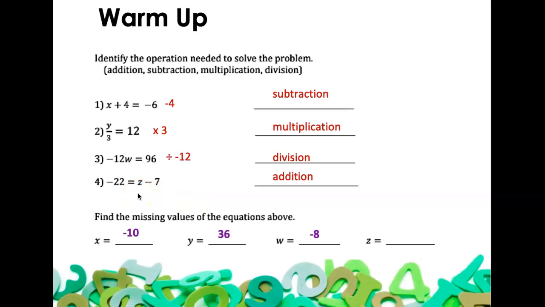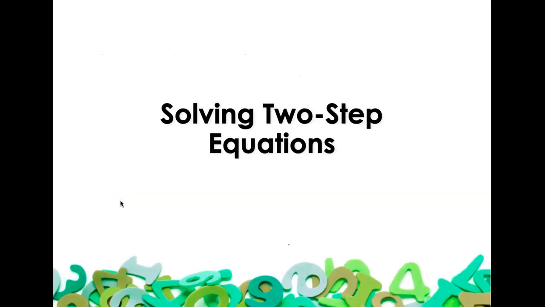Okay, number 4, last one for the warm-up. It's z minus 7. The inverse is addition. So we are going to add 7. Negative 22 plus 7 will give you negative 15. So check your work, and that's just the warm-up and the answers for the first part of your quiz last Friday. Okay, so let's move on to what you are going to learn for today.